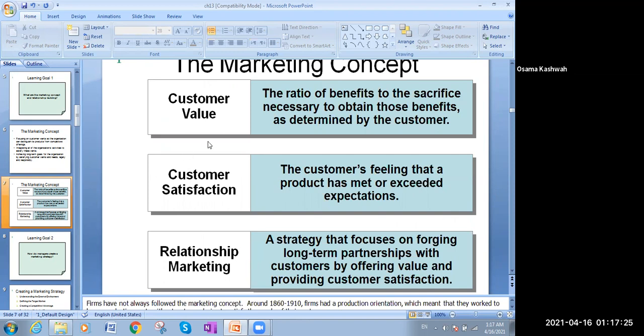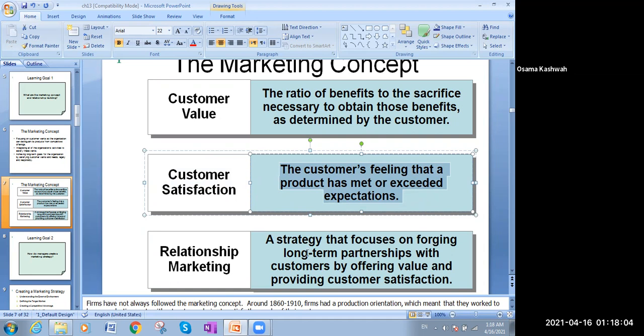What about customer value? It is the ratio of benefit to the sacrifice necessary to obtain those benefits. This is called customer value, and it is determined only by the customer, by the way. Customer satisfaction is the degree to which the customer's utilities are met, the customer's feeling that the product has met or exceeded expectations. He had an expectation that this product would satisfy his needs, and you double check whether this happened or not.